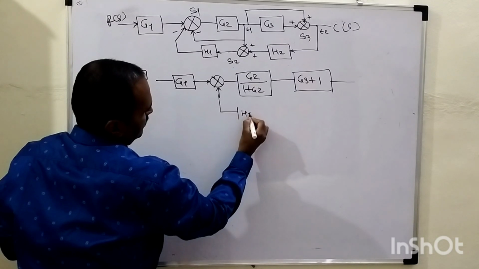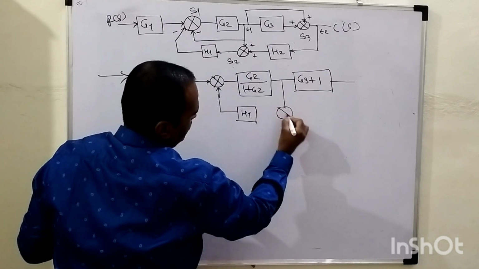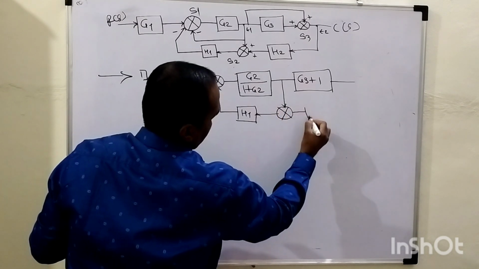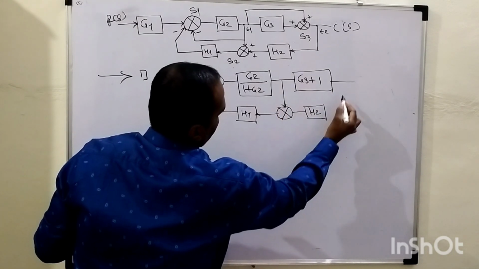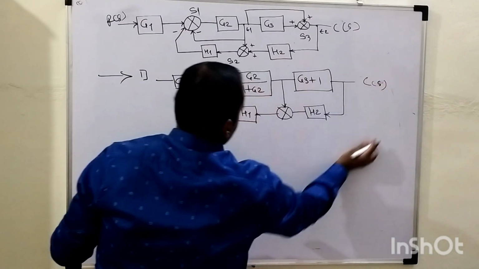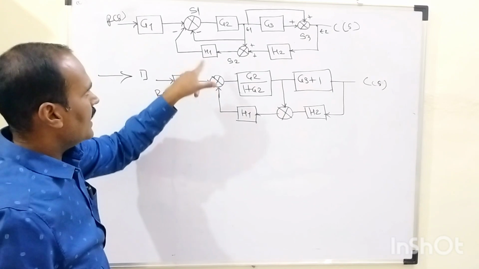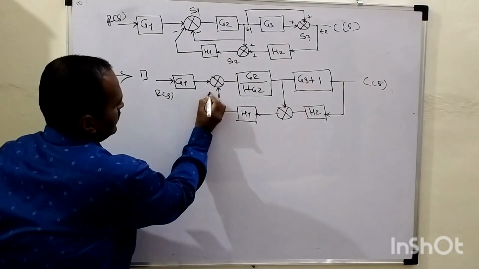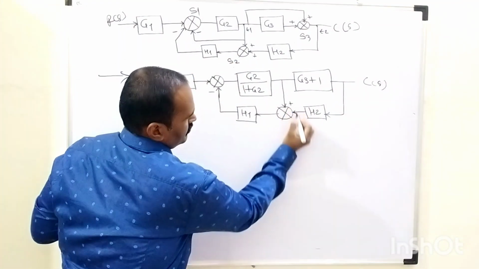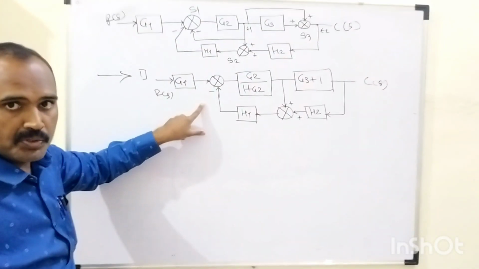This feedback is H1. Here we have this takeoff point along with this summing point. Hereafter we have H2. This is C of S, and this is R of S. As far as the feedback is concerned, one more time we need to retain all these signs. This is the negative feedback. Here we have two positive polarities. This is positive and this is also positive. So in the first step, this is how your system will look.